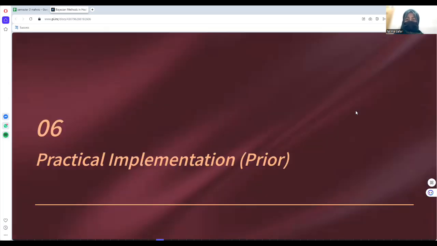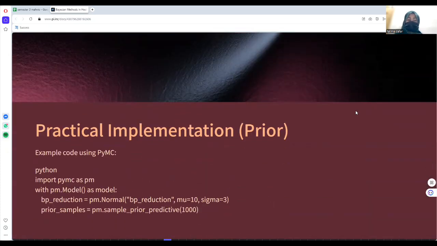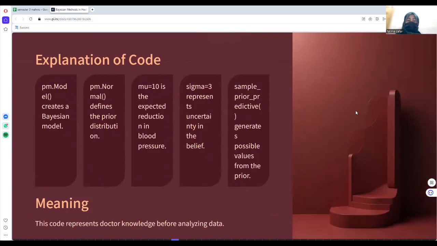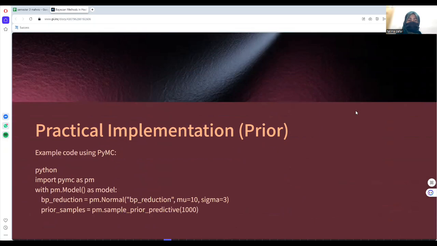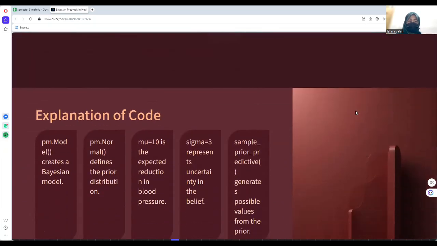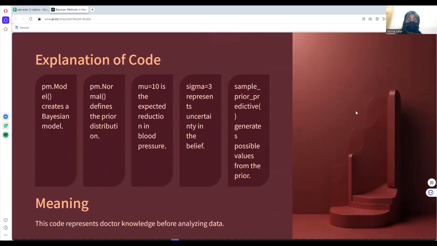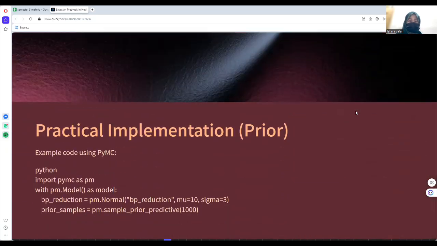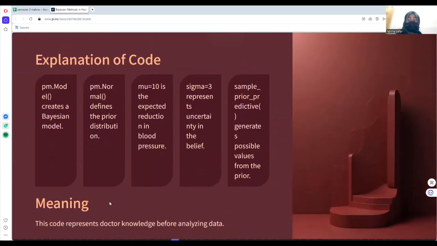For example, we have an implementation here in order to clarify the concepts, with code in Python. We have to import the library: import pymc as pm. Then we have pm.Model as model, and after that we have two variables, bp_reduction and prior_samples. pm.Model creates a Bayesian model in our code. Then you will see pm.Normal. What does pm.Normal do? It defines the prior distribution.